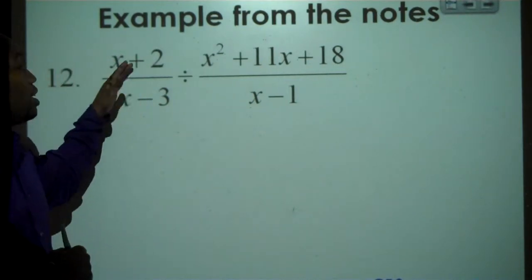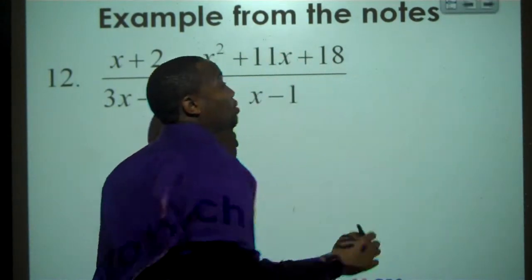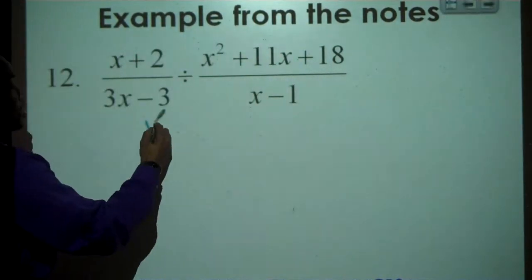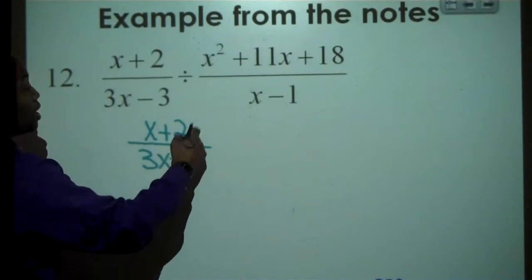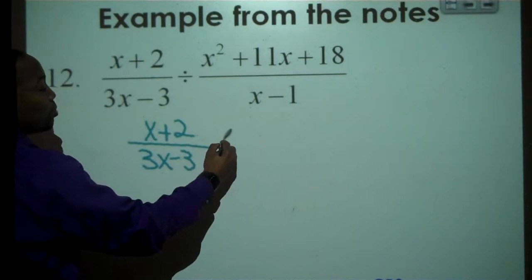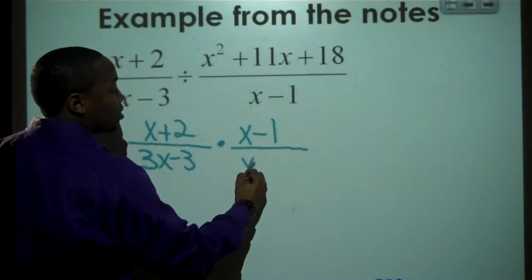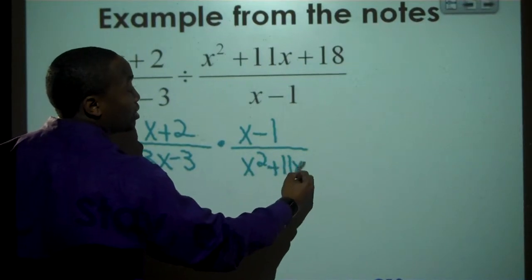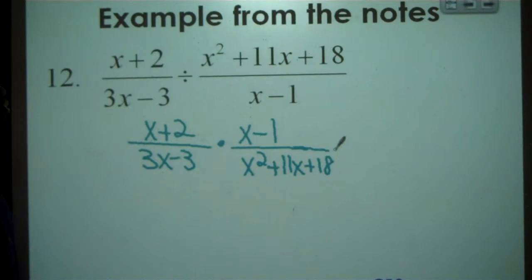So let's go into it. Can I do anything to this one? What do we need to do first? We need to rewrite it. So I got x plus 2 over 3x minus 3. Keep, change this to multiplying, flip this to be x minus 1 over x squared plus 11x plus 18. Now we're good to go.